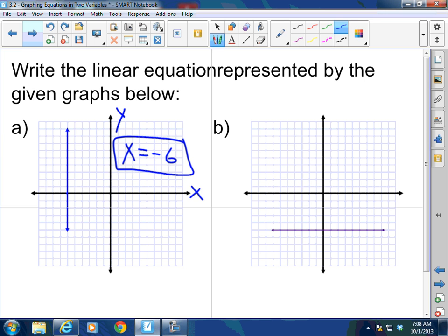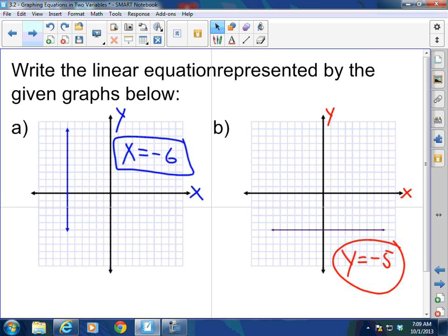How about B? For B, first of all, this is my x-axis, that's my y-axis. Very important to label axes. And you have this horizontal line going through the y-axis. So this is a y equals equation. Very good. So this is y equals negative 1, 2, 3, 4, negative 5. And there you go.